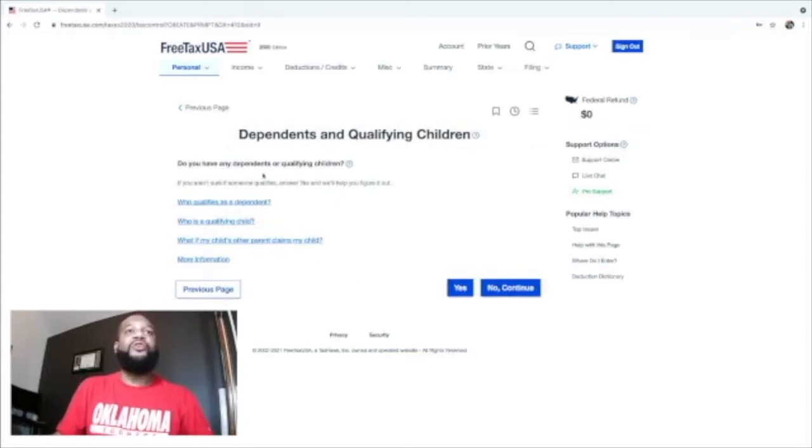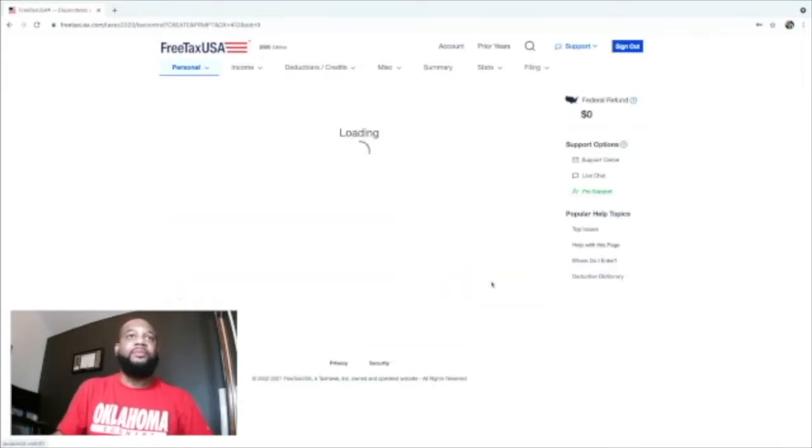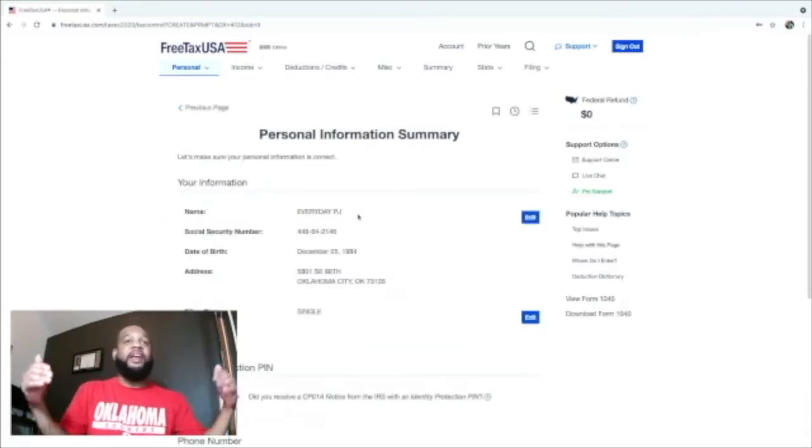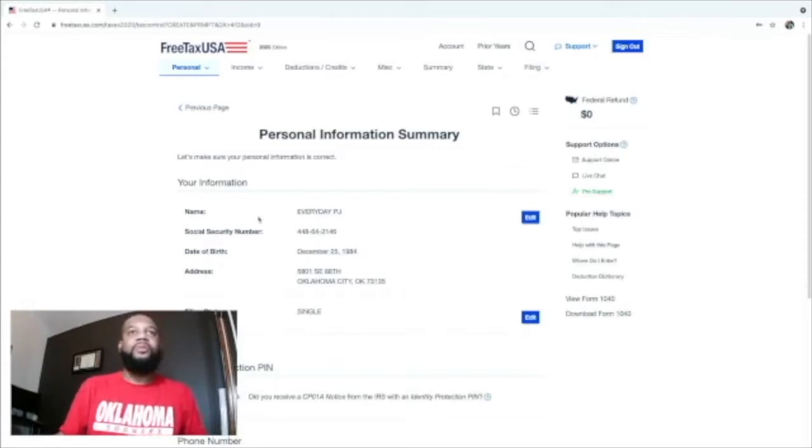Alright, and do you have any qualifying dependents? Qualifying children? No. Okay, if you do, this is where you will put that in. And if you did have qualifying children, you would sign for head of household, not just single. Okay. Alright, so this is where your personal information summary is.